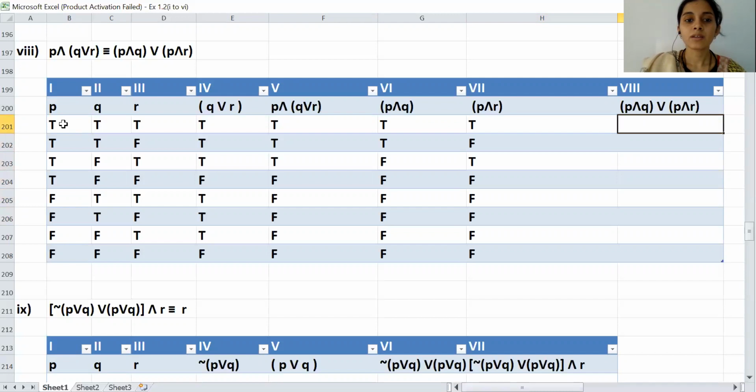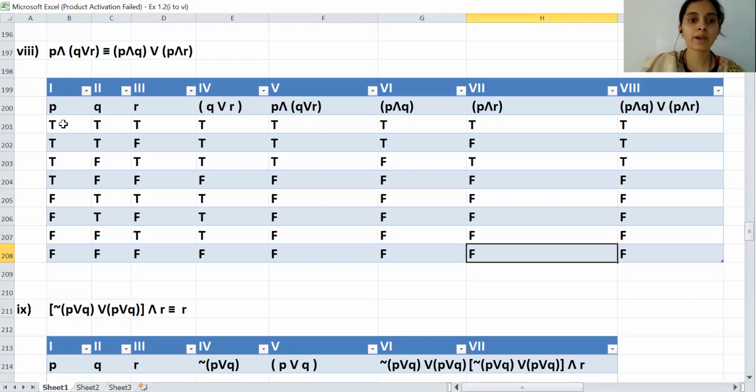Okay. Now the last function is P and Q or P and R, that is 6 or 7. So T or T, true. T or F, true. F or T, true. F or F, false. F or F, false. F or F, false. F or F, false. And F or F, false.